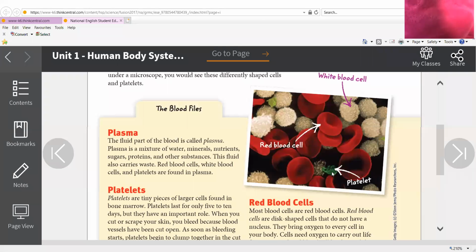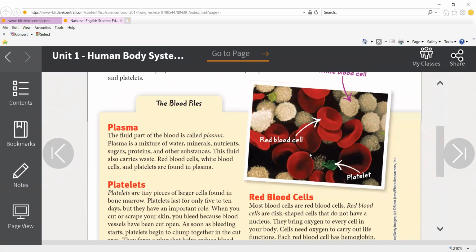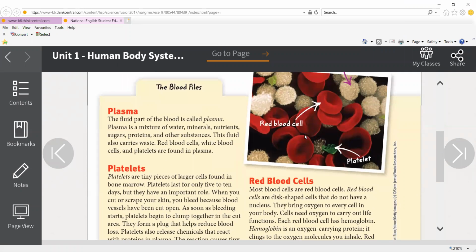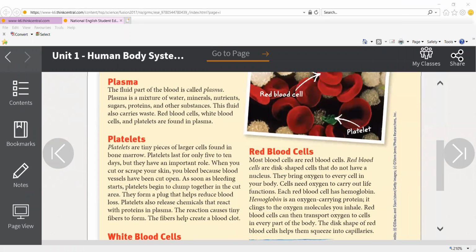Platelet. Yes, the platelet. For example, girls, I told you red blood cells are like a car. They transport oxygen to all parts and they have something called hemoglobin. What is this hemoglobin? It is the reason my blood is red in color. Let me highlight it, girls. Hemoglobin is an oxygen-carrying protein. It clings to the oxygen molecules you inhale.